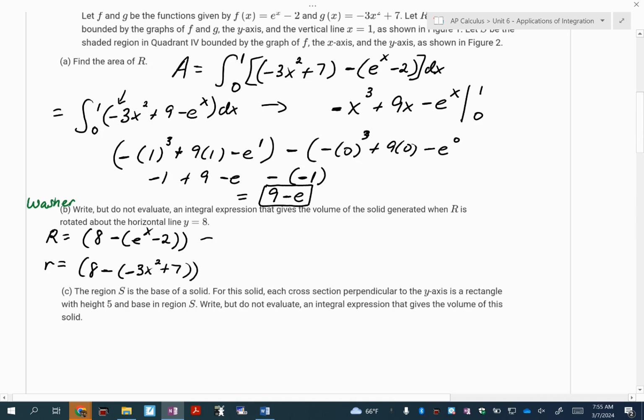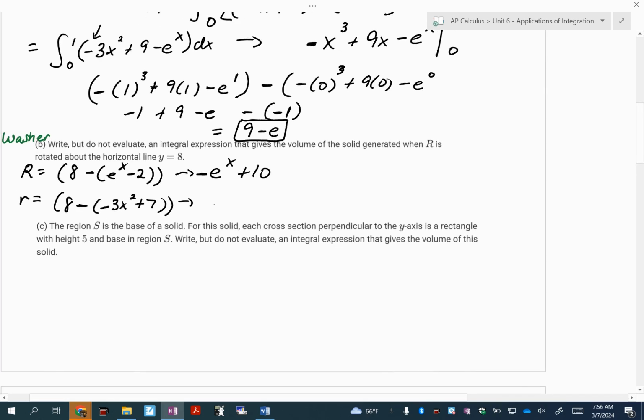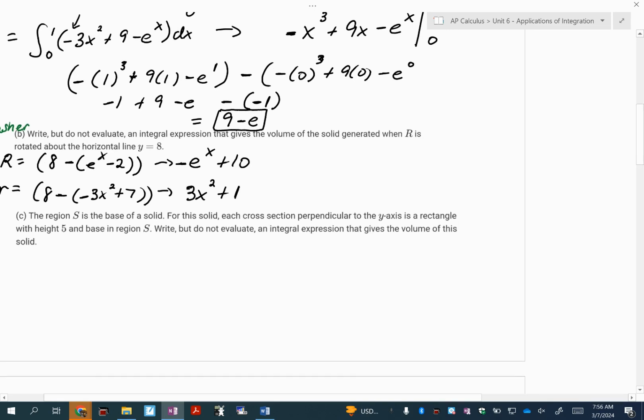You can go ahead and clean that up if you want for both of those. When I subtract e to the x, I get the opposite of e to the power of x. 8 minus a negative 2 is actually 8 plus 2, which is 10. And then this will be the opposite of negative 3x squared, which is 3x squared, and 8 minus 7, which is 1. So when I do my volume, I have pi out in front.